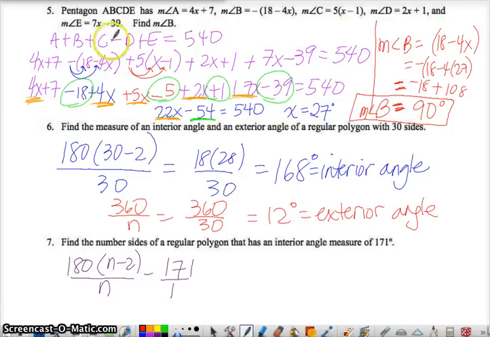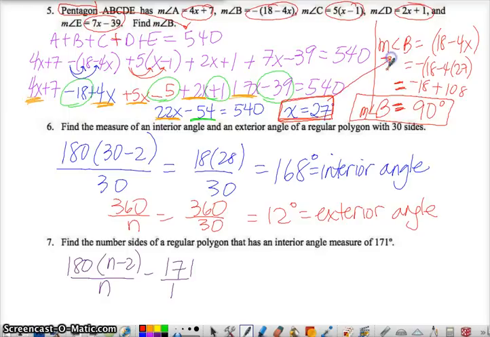But basically I added up all of the information up here. Every single one of these I added up because those represent the angle measures. I set them equal to 540 degrees because a pentagon has a total of 540 degrees. When I added them up, I got 22x minus 54 equals 540. I added the 54 to both sides, divided by 22, and I got x equal to 57. But of course, that's not the answer.